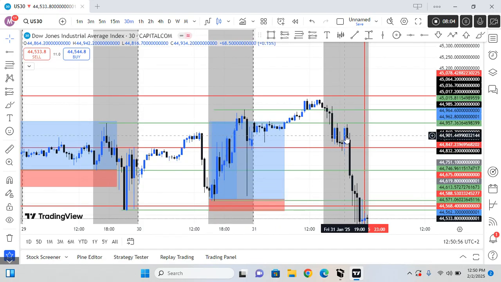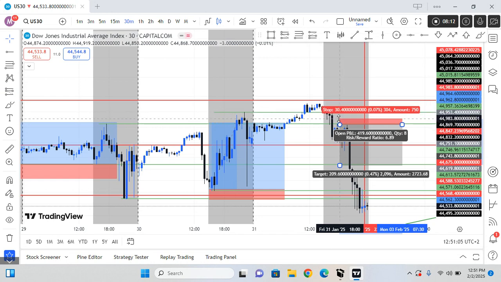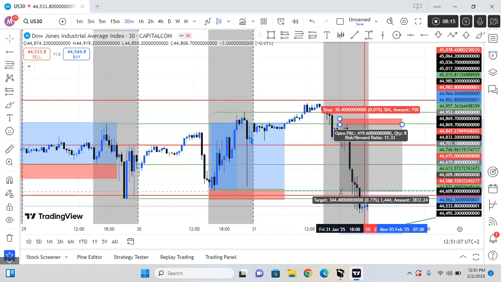It came and tested. What time was it? It was around 5:30. You target again another bank zone. Look at these moves, guys. You come and then you just take your profit here.